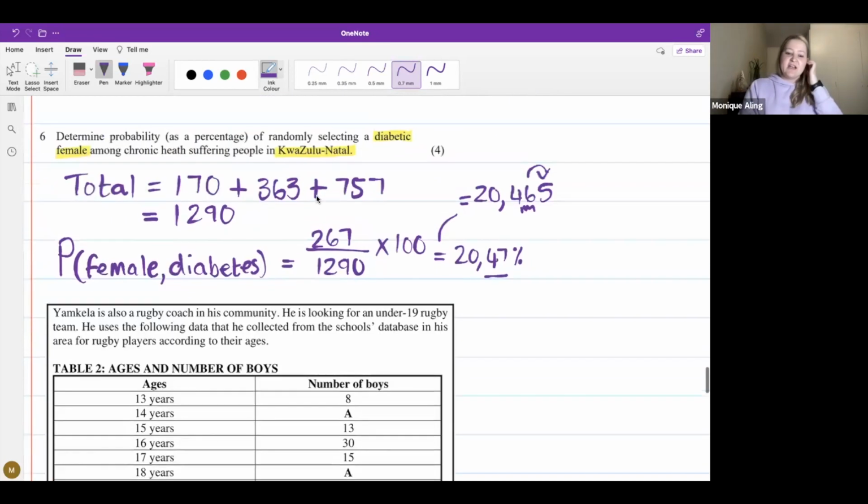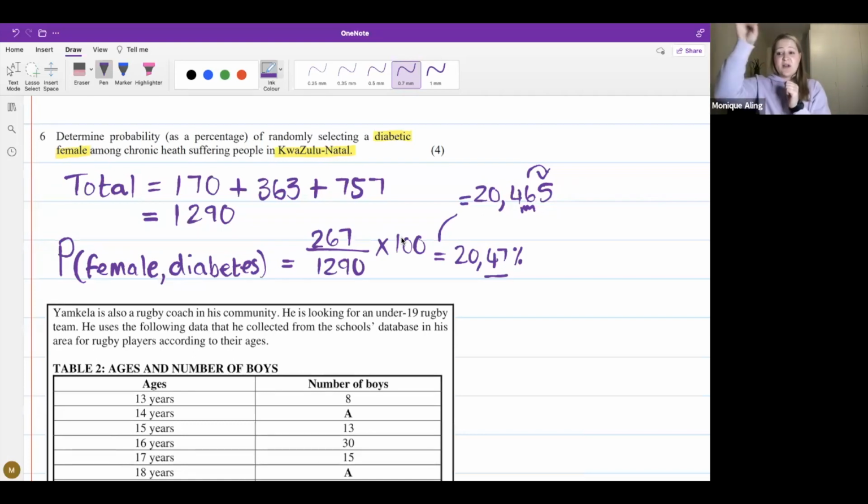Okay, let's quickly check. I see we've got another question explaining question 6. So just quickly, guys, with question 6 again, it was a probability question. We always answer as a fraction first and then convert to a percentage or decimal or whatever they want. They want a percentage specifically here. They said, what is the probability? So what is the chance of randomly selecting a diabetic female? So we focused on a diabetic female.